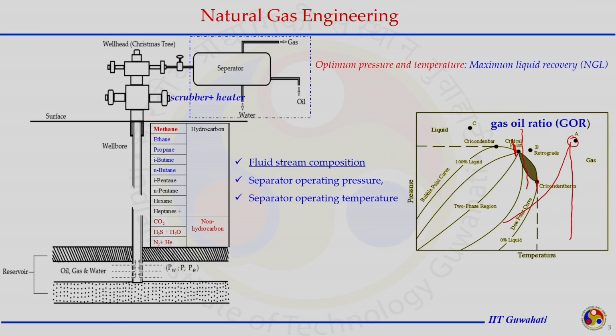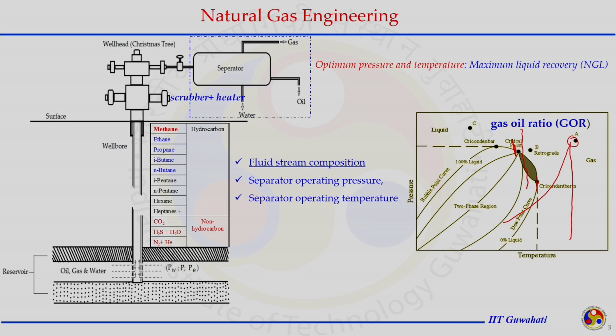Another point: if the fluid composition is changing, we understand the phase envelope diagram will also get changed, and when temperature and pressure conditions are changing, from this phase diagram we understand the composition of the phases in the liquid and gas phase, or the amount in the liquid phase and in the gas phase, will also get changed. That is why it becomes very important to understand how to choose a separator and how to decide the operating condition of the separator.